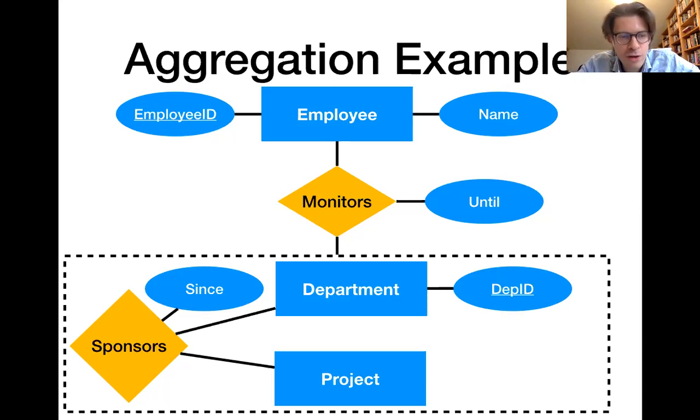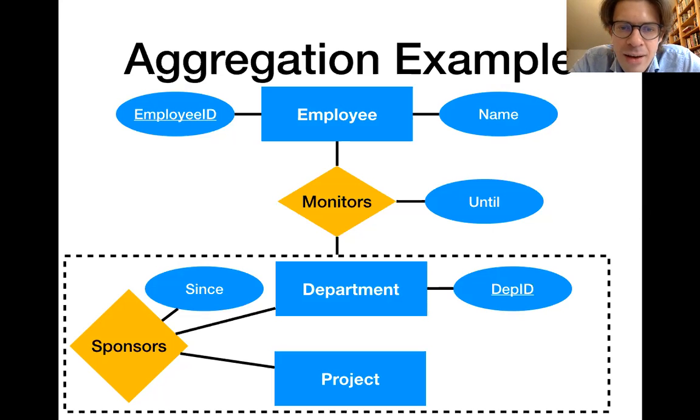So we have put the first relationship, the sponsoring relationship, into a dashed rectangle. And now we connect that relationship with the corresponding employees that monitor the sponsoring relationship, right? So here we have the monitors relationship, which is a relationship connecting employee entities to sponsoring relationships. So that is aggregation.